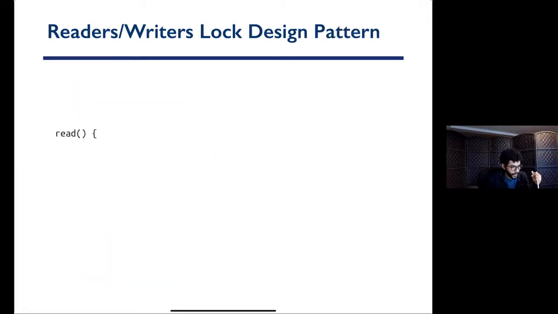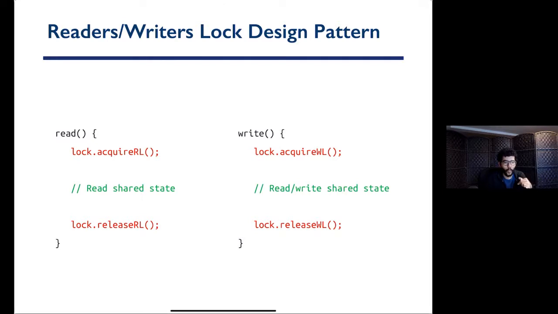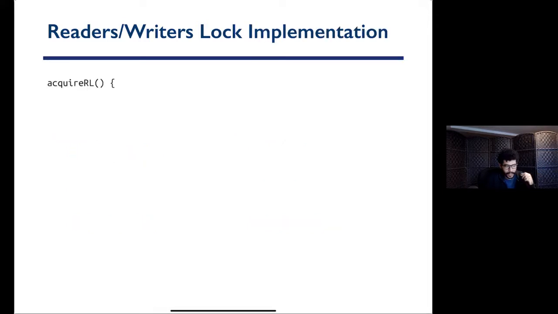Okay, now let's look at read. So this is a design pattern, as I said. If you are a reader, you acquire the lock as a reader. If you are a writer, you acquire the lock as a writer. So this is our end goal, what we want the threads, the programmers, to use this lock for. This is how it's going to work. Okay, now let's give it a shot. Let's try to implement this.